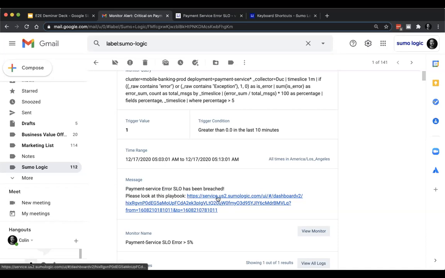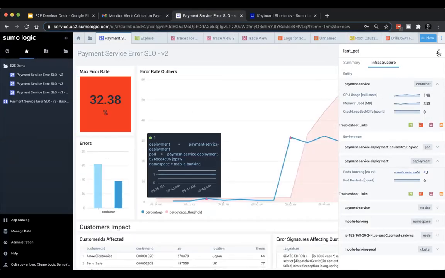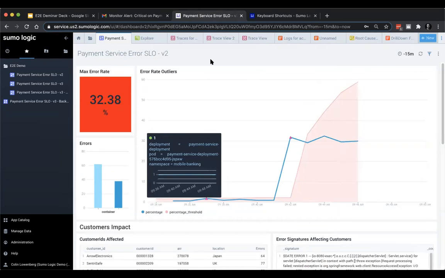So we can immediately click this link right here, which will link us right to the dashboard right here. This is our payment service error dashboard. Now, you might say, oh, wow, that's a really cool dashboard.